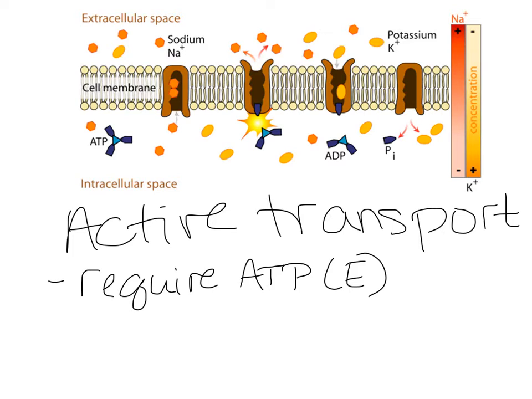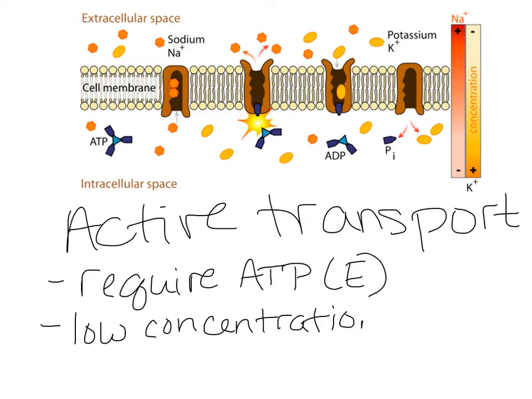So osmosis, simple diffusion, facilitated diffusion, none of those require ATP. Active transport, however, will require ATP. It's going to require energy, ATP made by the mitochondria. So that means we're going this time from a low concentration to a high concentration. So essentially we're going against what's called the concentration gradient.